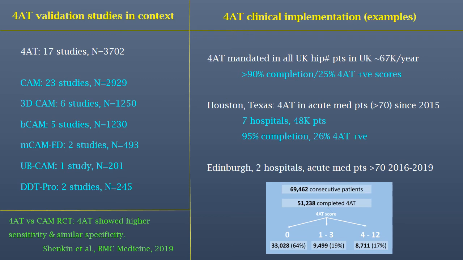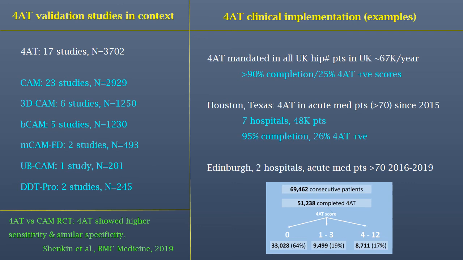So one example is that all hip fracture patients in the UK have to have a 4AT post-operatively to determine if they have delirium or not. And in more than 60,000 patients that are audited individually across the country, there's more than 90% completion and around a quarter are positive, which suggests that we're picking up about the right kind of level of delirium, although there's no gold standard assessment alongside that, of course.